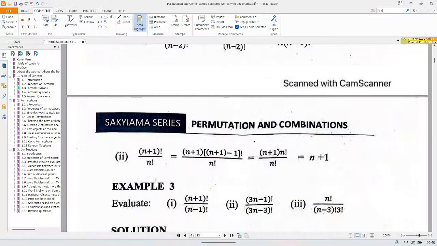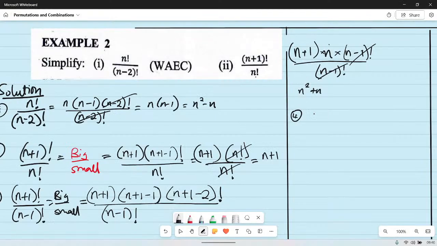Okay, let's do another one. (3n minus 1) factorial over (3n minus 3) factorial. Which one is big? The top or the bottom? So now it means that I can break the one at the top until I see something below.